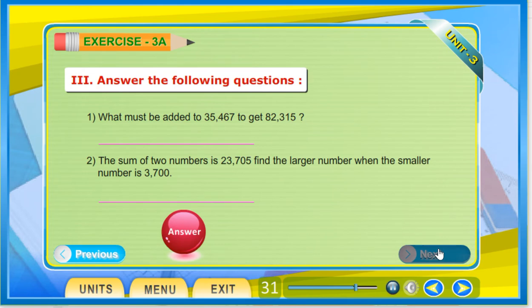Three. Answer the following questions. 1. What must be added to 35,467 to get 82,315? 2. The sum of two numbers is 23,705. Find the larger number when the smaller number is 3,700.